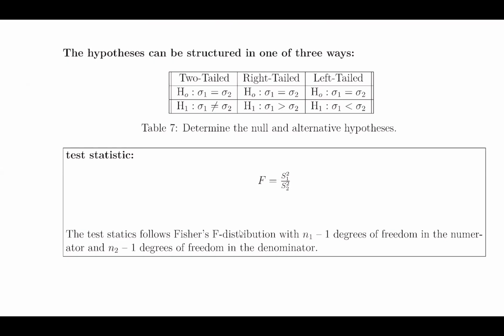And finally, our test statistic. This is probably going to be the simplest test statistic. It's just equal to S1 squared divided by S2 squared. You divide the standard deviation squared of the first population by the standard deviation squared of the second population. Everybody good for that so far?